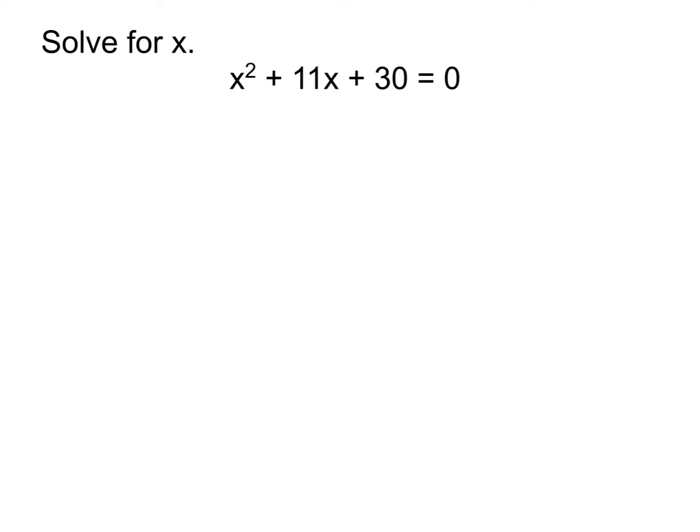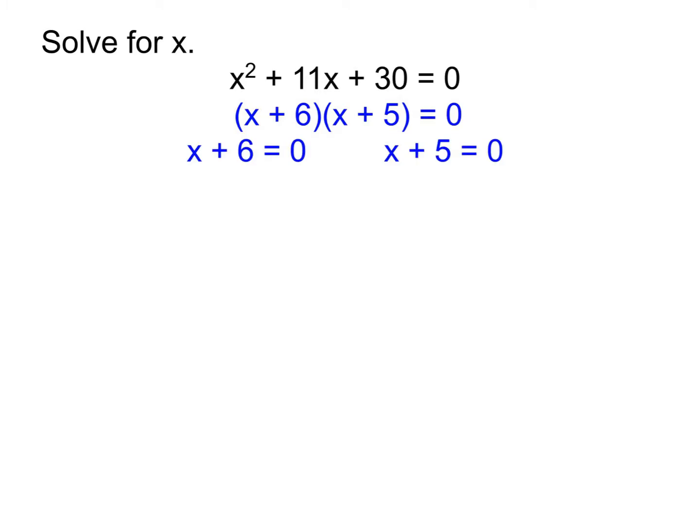The answer is yes. Why do I know that? Because it has both the x squared and the x in there. Whenever you see both of those, factor it. Our factored form in this one, adding to 11, multiplying to 30, it's going to be 6 and 5. And so then I take each of those parentheses and set them equal to 0. On the left side, that means I subtract 6 from both sides. And on the right one, I subtract 5 from both sides. We should be getting x equals negative 6 and x equals negative 5.